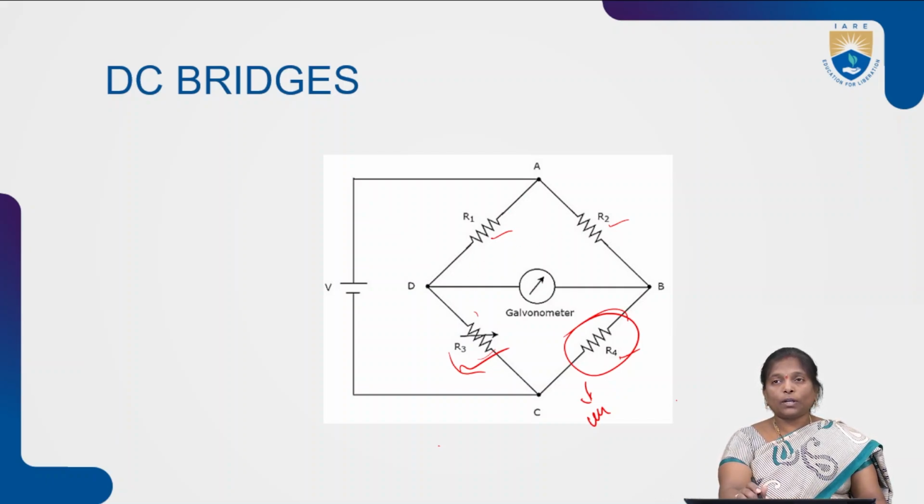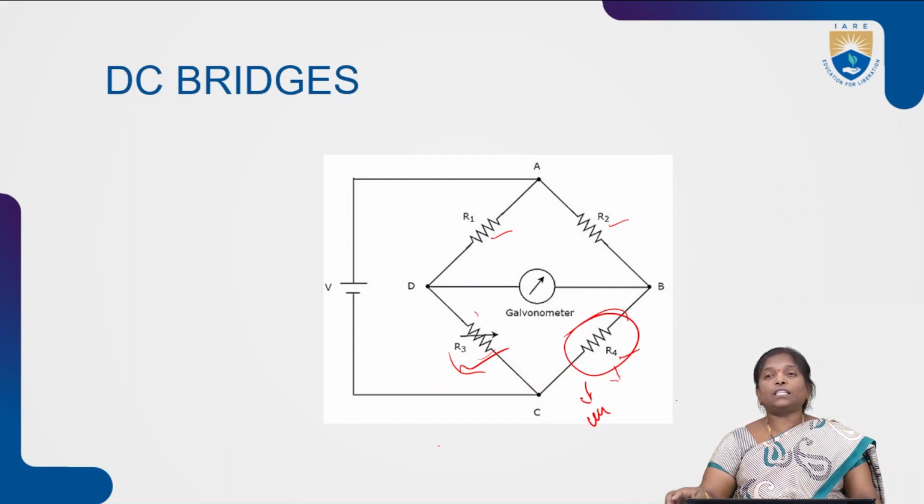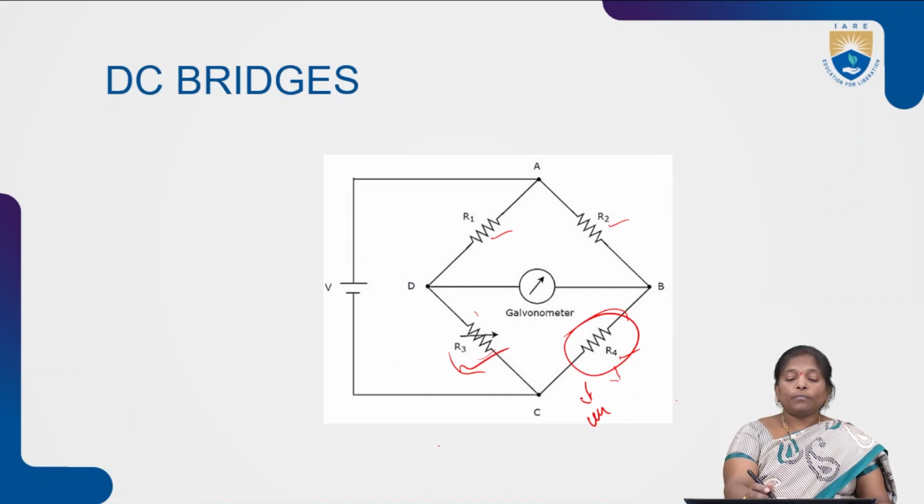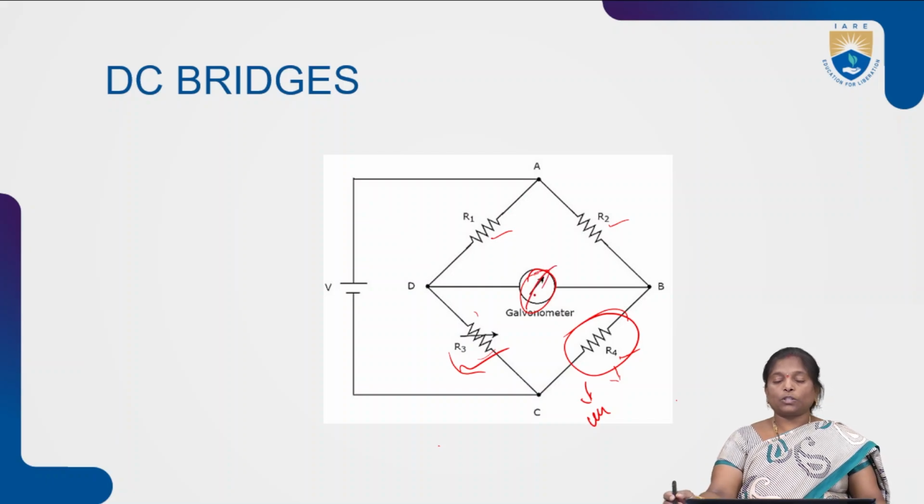So to find out this unknown parameter with the help of the known parameters, we have to follow the balanced bridge condition. With that help, we can measure the unknown parameter from the known parameters, if the bridge is present in the balanced condition. If the bridge is in the unbalanced condition, we can measure the current which is passing through the galvanometer. There are only 2 conditions: the bridge is present either in the balanced condition or in the unbalanced condition.